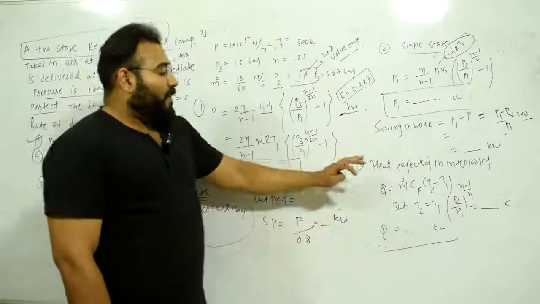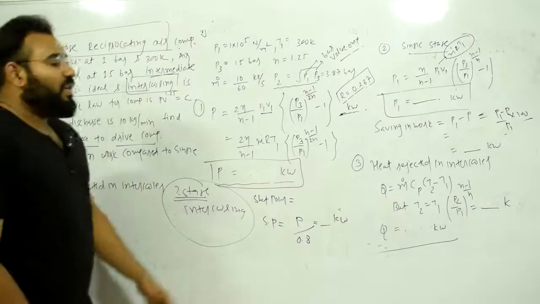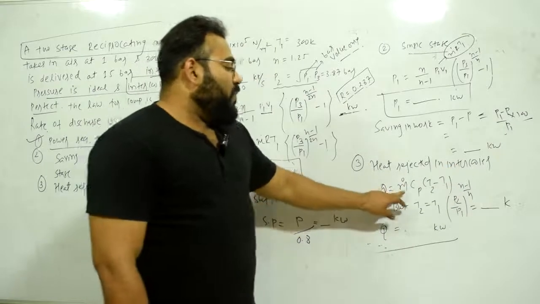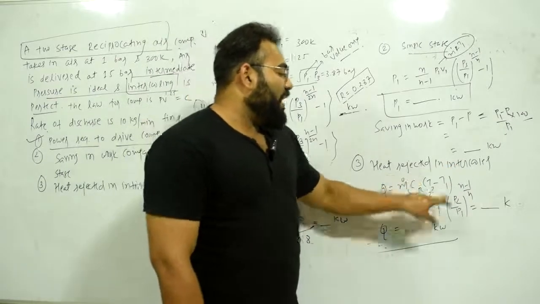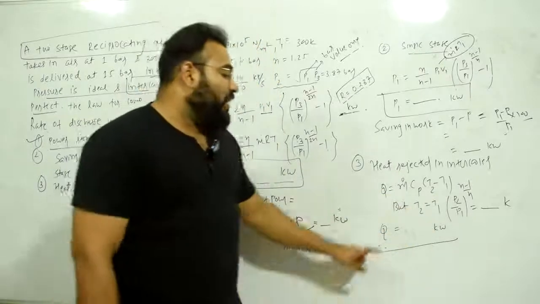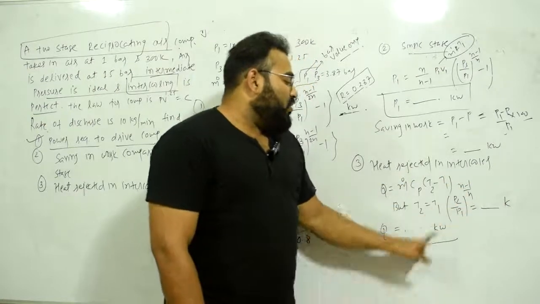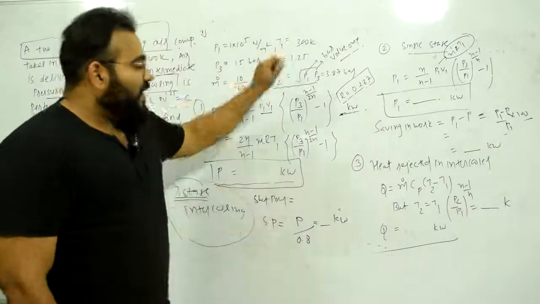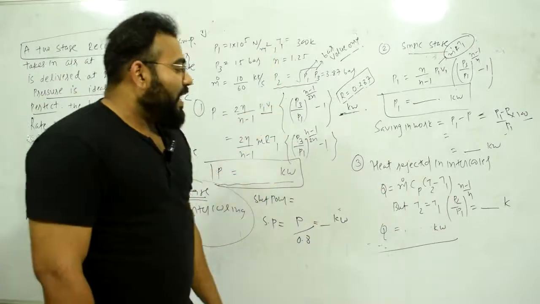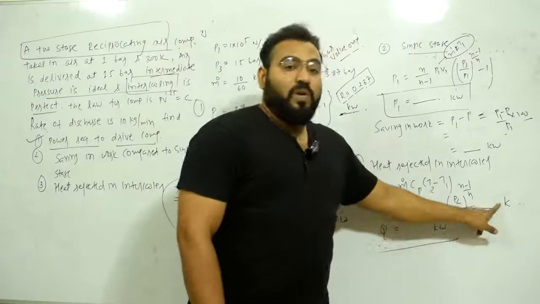The third thing you have to find out is heat rejected in intercooler. We know that heat rejected in intercooler is Q equal to mass flow rate times Cp times (T2 minus T1). Now we do not have the value of T2. To find T2 we have the equation T2 equal to T1 times (P2 upon P1) to the power n minus 1 upon n. We have the value of T1 as 300 Kelvin, P2 as 3.87 bar, P1 as 1 bar and n as 1.25. Find out T2 in Kelvin.